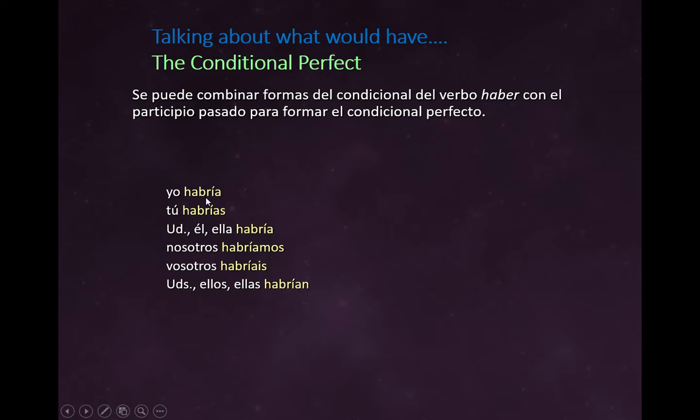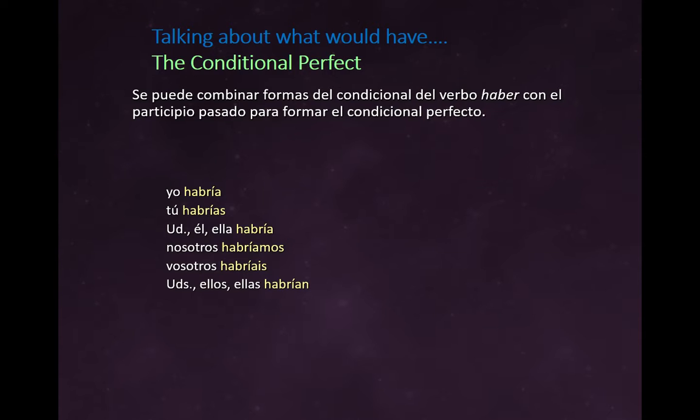Habría. If you forget to put the R in there, you'll have the word había, which means had, which we already learned. That's past perfect. So you don't want to say había something because that means I had. You want to make sure you say habría and have that R trill sound in there. Yo habría. So just one letter difference makes a big difference tense-wise.